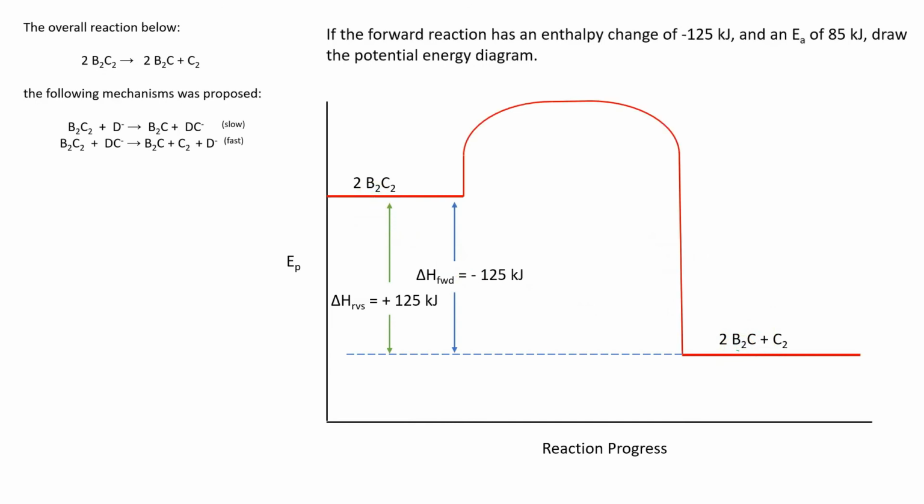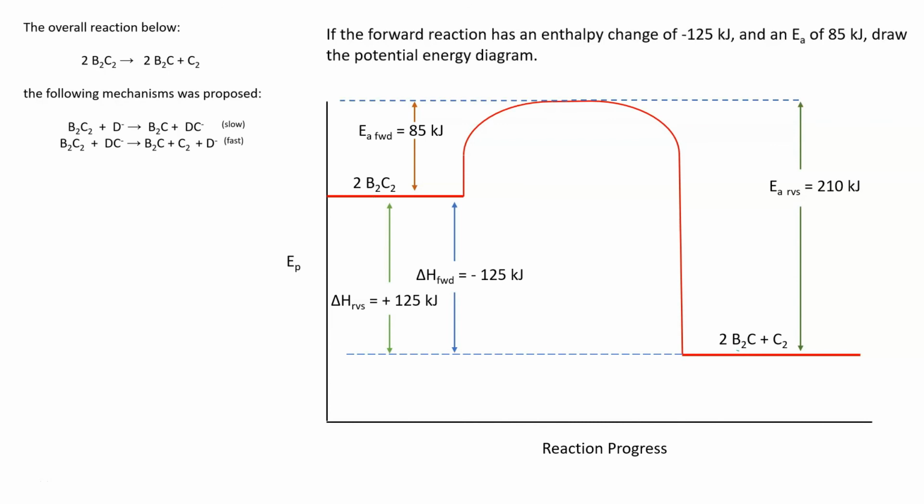We can add our curve, and I exaggerated the curve just so that we can see what's going on. Once we add our curve, we can add our activation energy for our forward reaction. We know that it's the energy required to go from our starting point to the peak of our potential energy diagram. We can also show the activation energy for our reverse reaction, from its starting point to the peak of the potential energy diagram.